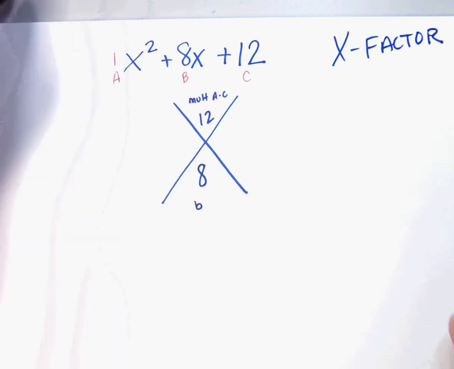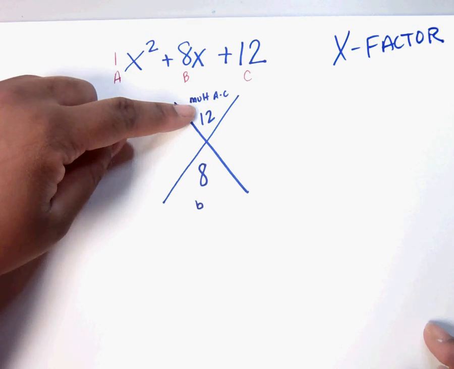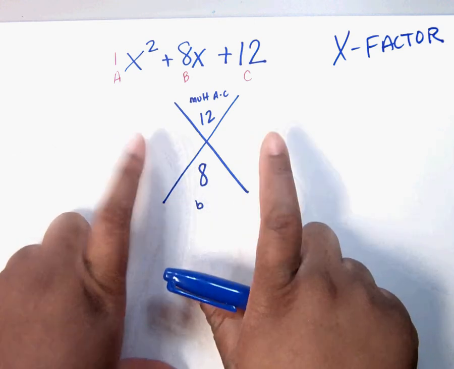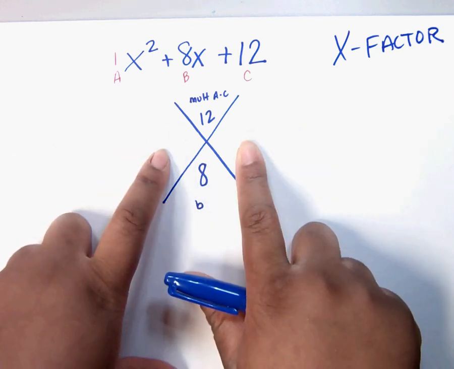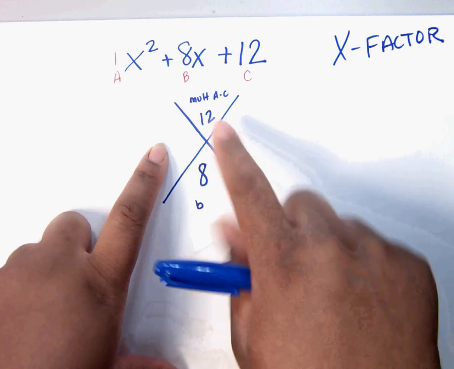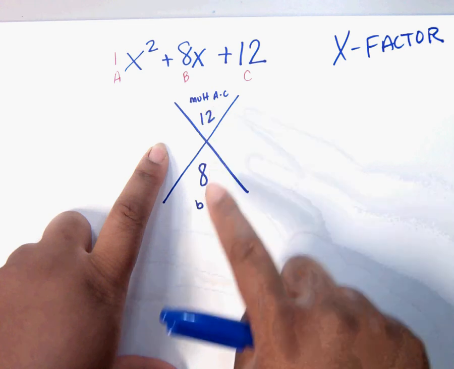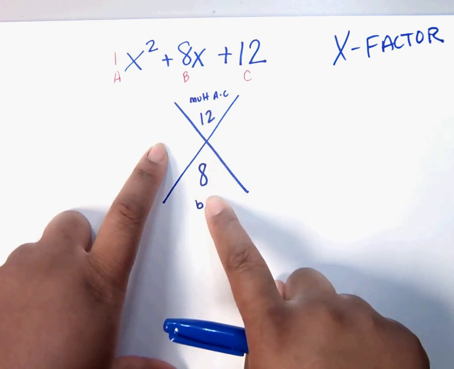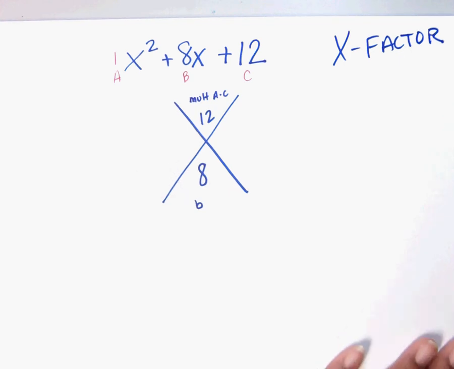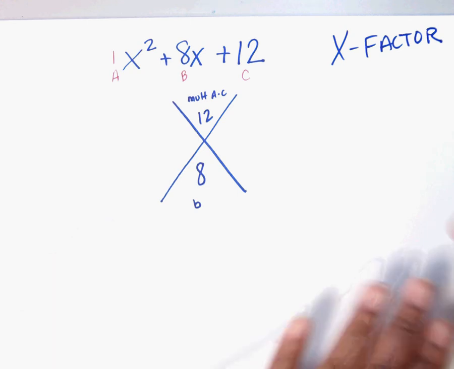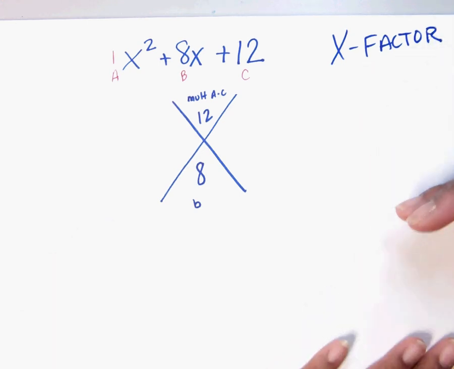Here we go. So the top is 12. The bottom is 8. To figure out what I want on the sides of this X, I have to do a little thinking. I want to know what two numbers will multiply to 12 and add to 8. So, how do we start this off? 2 times 6. Good job! 2 and 6. Good job, Alexis.